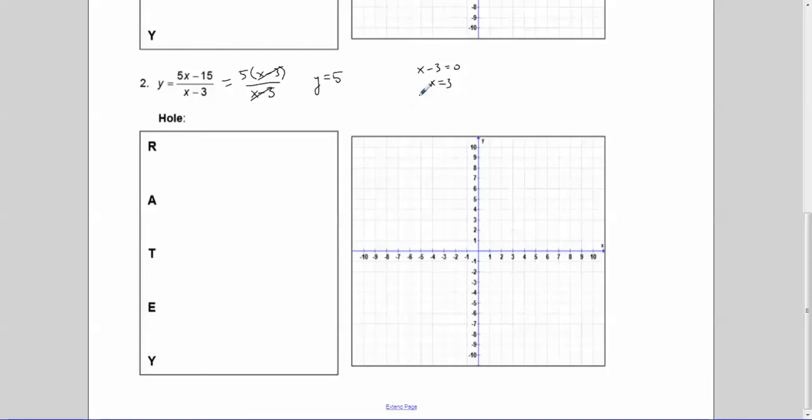And this needs to be a point where the hole occurs. So when x equals 3, what is y? y is always 5. So when x equals 3, y is 5. The hole occurs at 3, 5. So we'll go over 3 and up 5, place that hole. And to graph this function, y equals 5, it's just a horizontal line. So there's our graph for number 2.